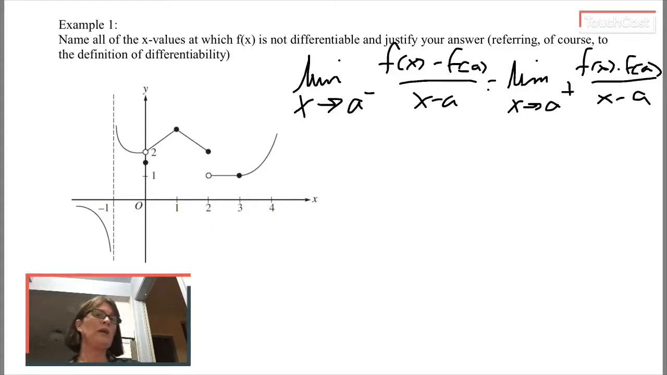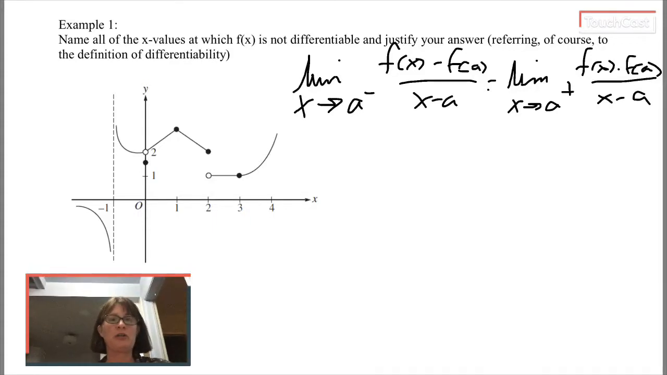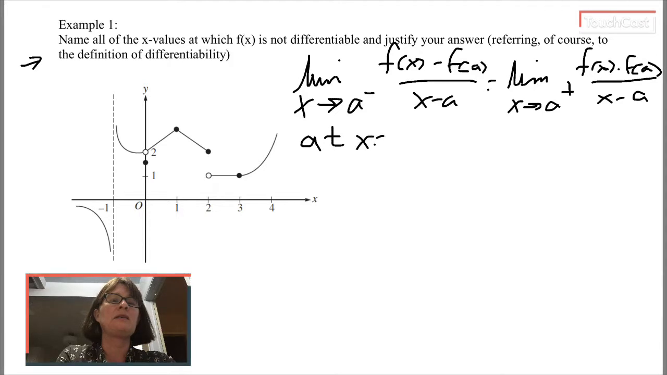All right, so example 1, we're going to look at this function, sort of a crazy piecewise function, and talk about where this function is and is not differentiable. So where can I not take the derivative of f? We are going to practice referring to the definition of differentiability. So one fast one I'm going to let you answer fast. And that's, there's something going on at x equals -1. So I'm going to say at x equals -1.